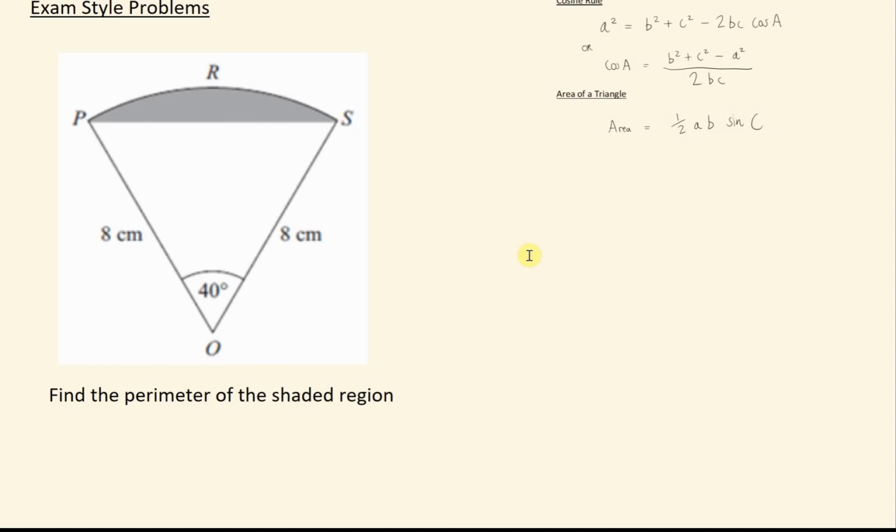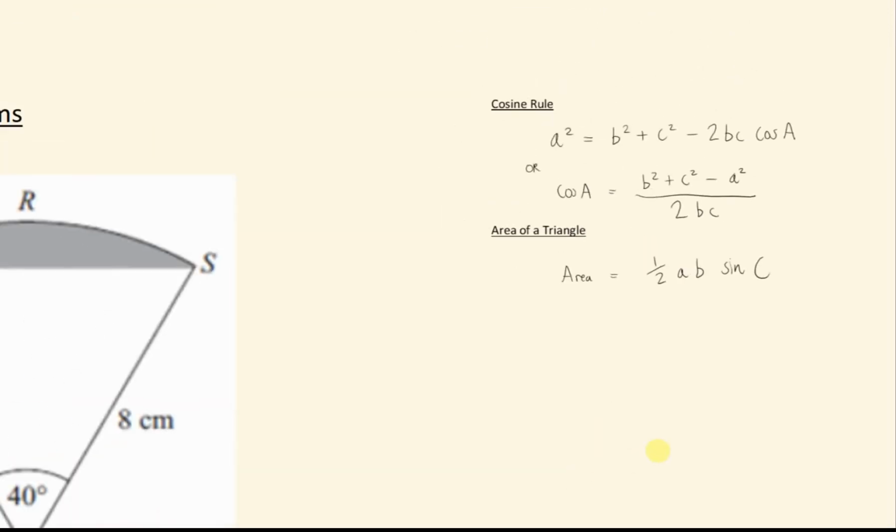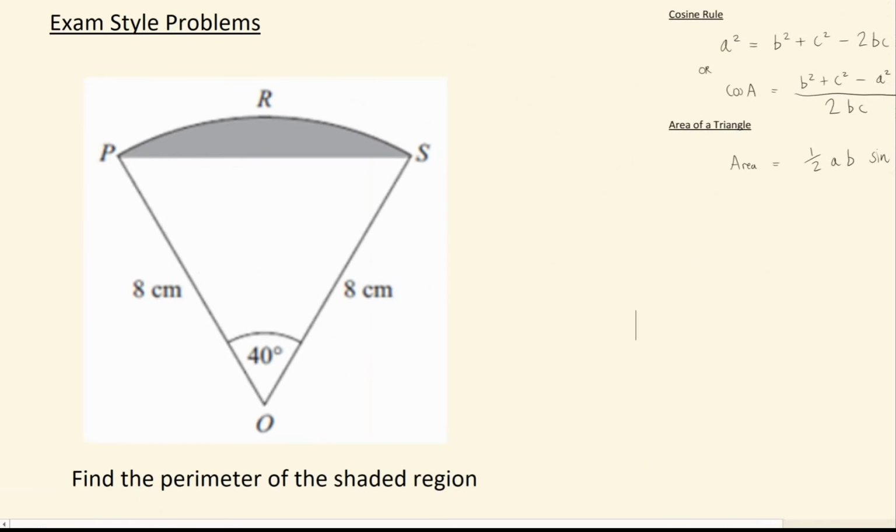Okay, next we'll look at a few exam style problems. So I'm going to use both these formulas, you might need them at some point. Here we want to work out the perimeter of the shaded region. So perimeter is basically the whole way around it. So I need this length, and I also need this length.